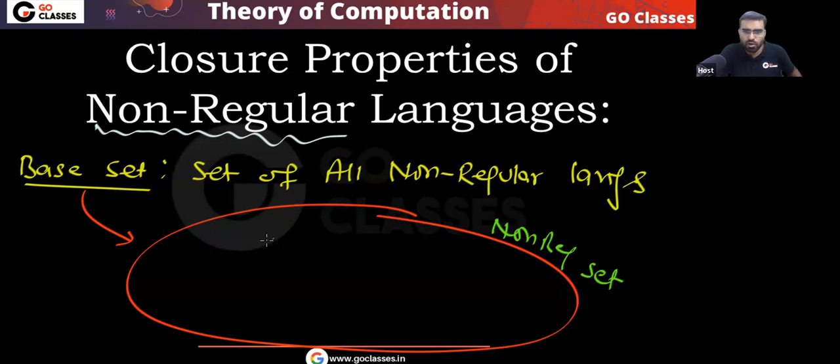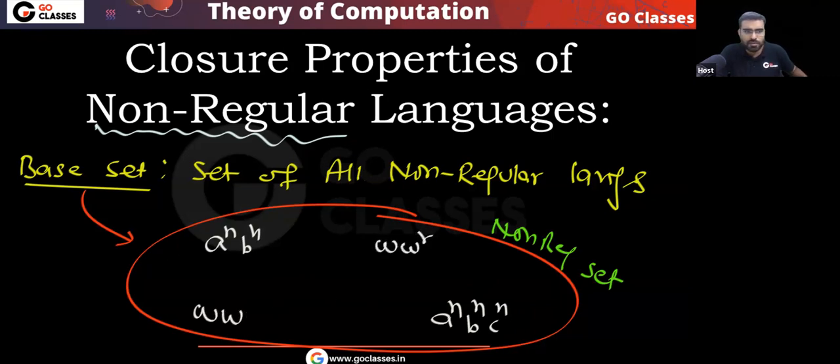You have all the non-regular languages. Tell me, do you have sigma star in this set? No, you don't have sigma star. But what you have, for example: a power n, b power n. This you have. For example, a power n, b power n, c power n. This also you have. For example, w, w reverse you have. So these type of languages, basically all the non-regular languages, you have here.